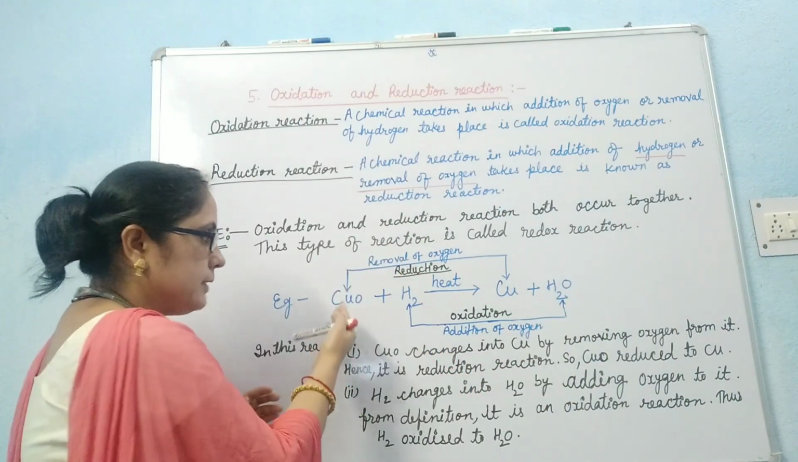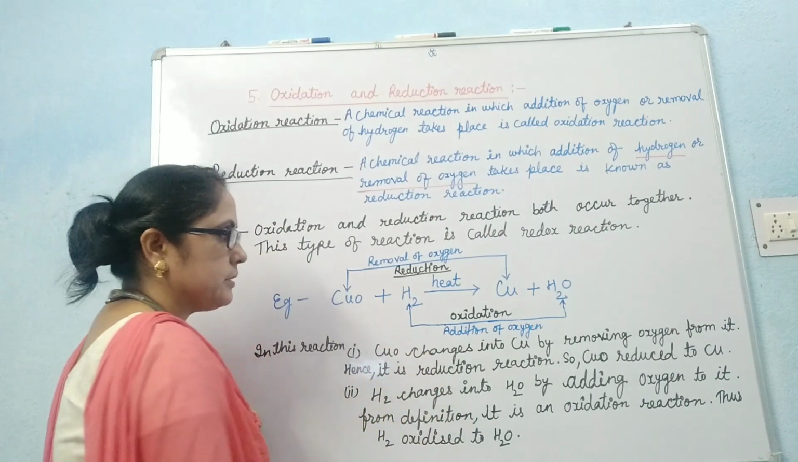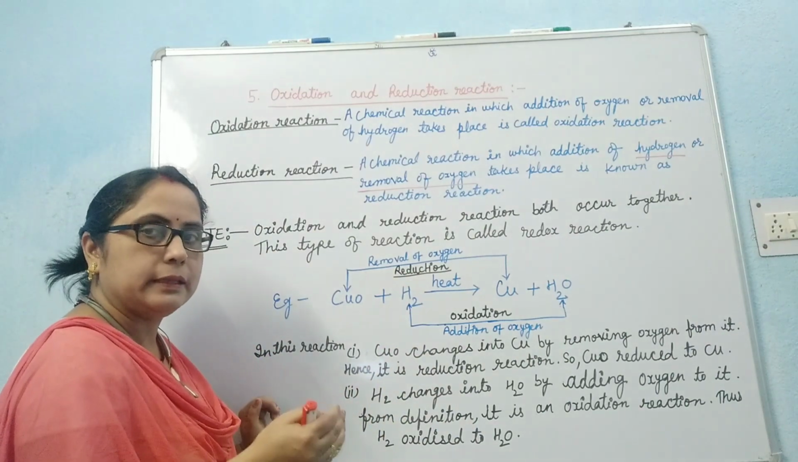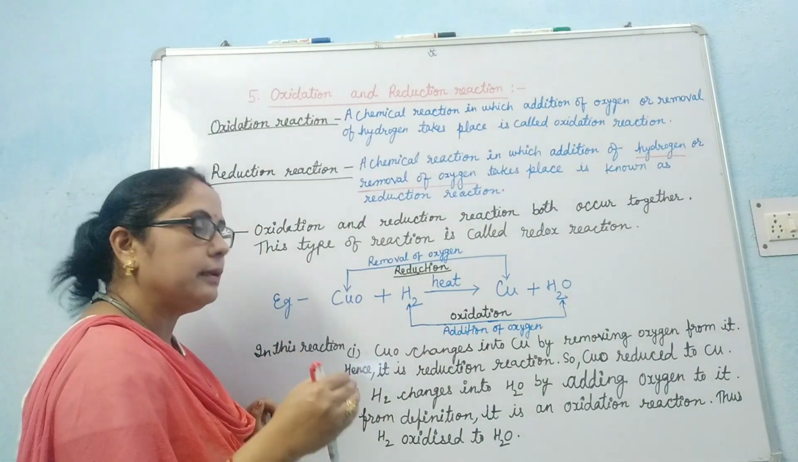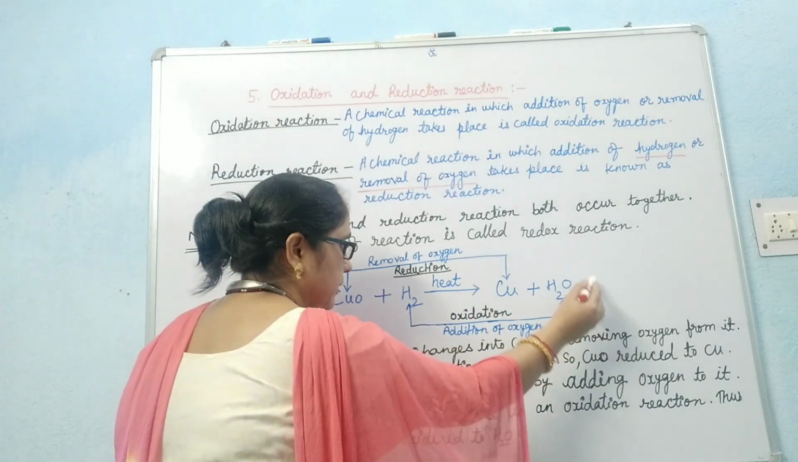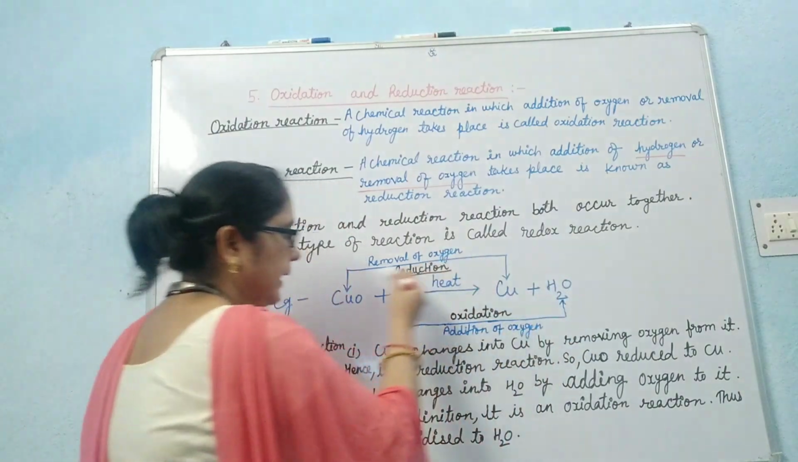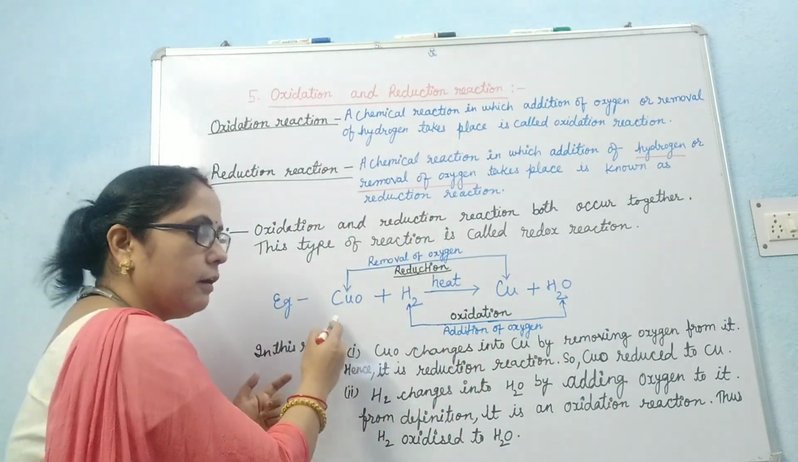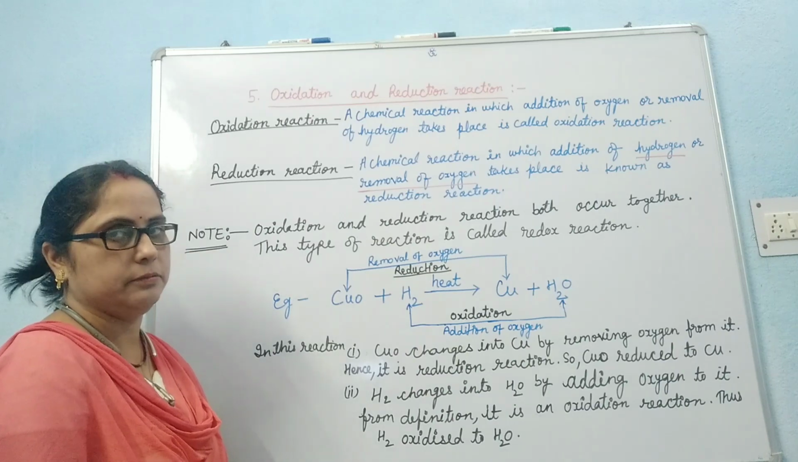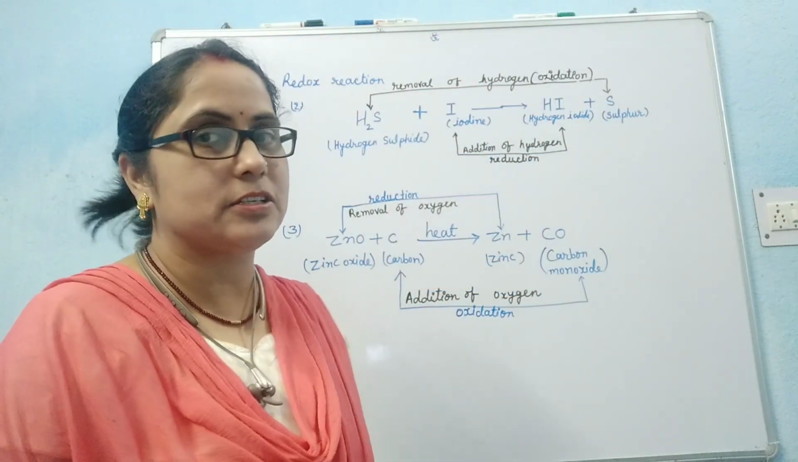And we can see here both oxidation and reduction reactions take place together in a chemical reaction. It means this chemical reaction is an example of redox reaction. With the help of another example, we will also clarify the redox reaction.